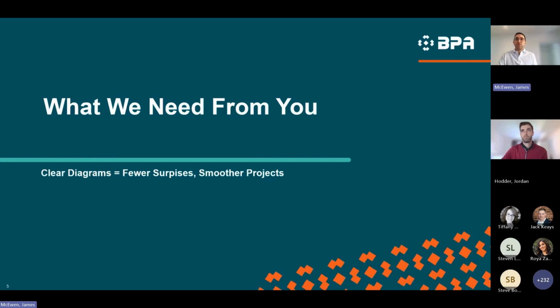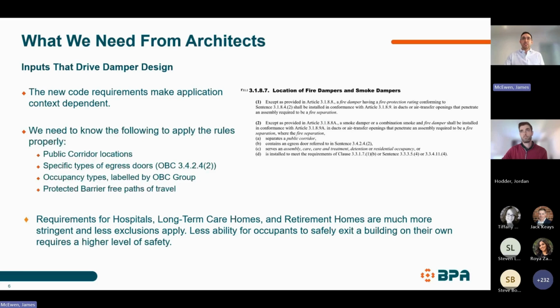So what we think is the best way to go about this is looking at the exclusions that we can use, about where they are actually required, and how we can use all of the exclusion rules that are out there to be able to remove them. The new rules are a lot more complicated than they used to be, and it's not just dependent on, is there a rating, yes or no? There's a lot more that goes into it: what is the occupancy of the space? Is it a public corridor? Does it have a barrier-free path of travel? Is it a specific type of egress door?